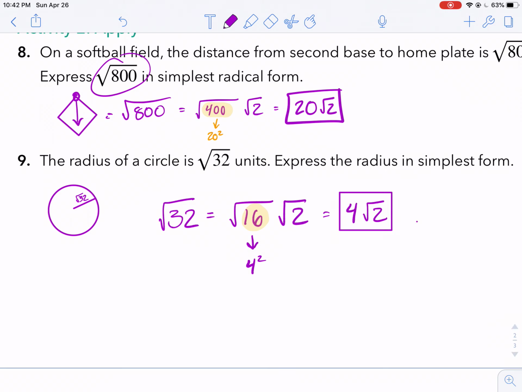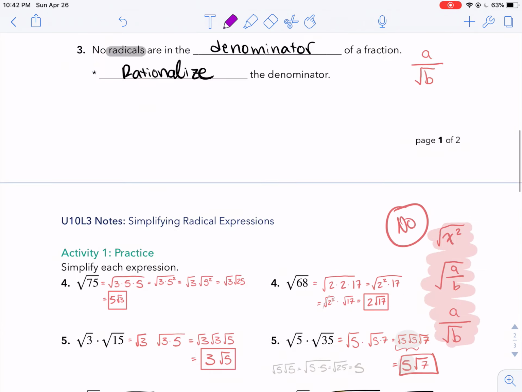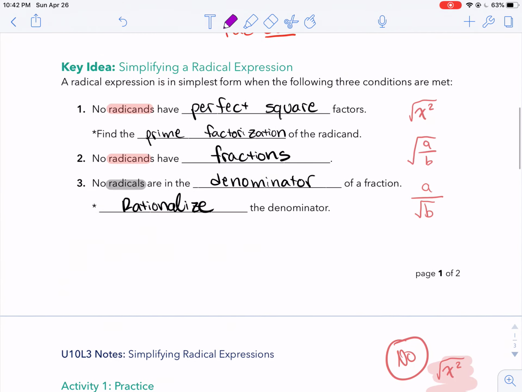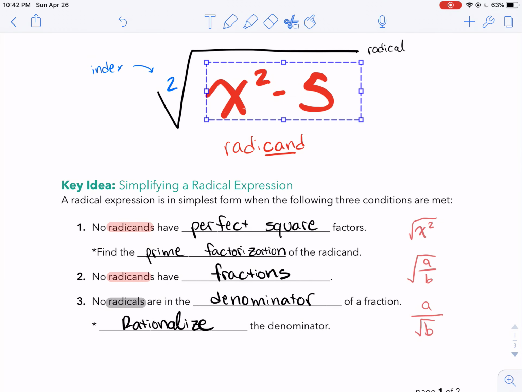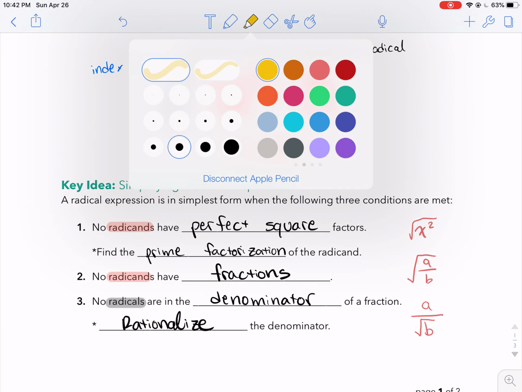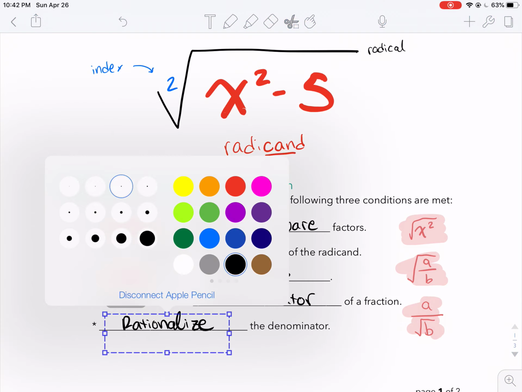And we're all set. So again, when you are simplifying radicals, you need to keep 3 things in mind. First, make sure that the radicand does not have a perfect square factor. Secondly, make sure that in your radicand you do not have a fraction. And finally, make sure that if you have a fraction, you do not have a radical in your denominator. You need to remember to rationalize the denominator.